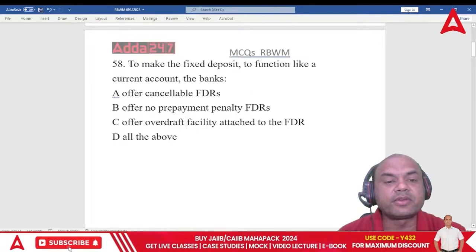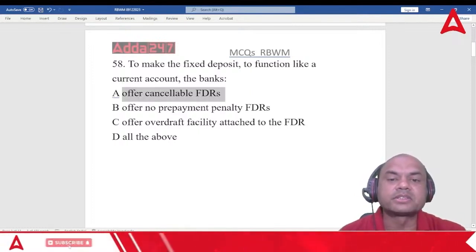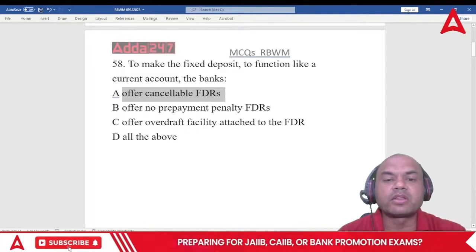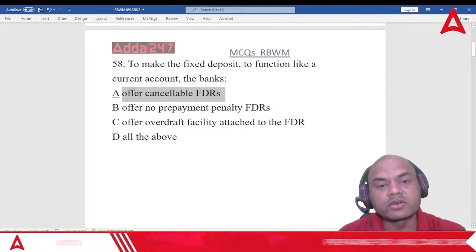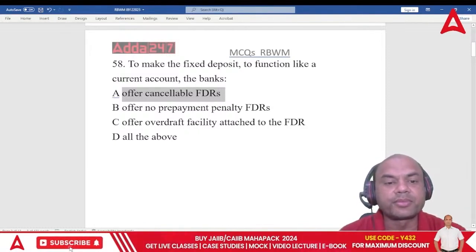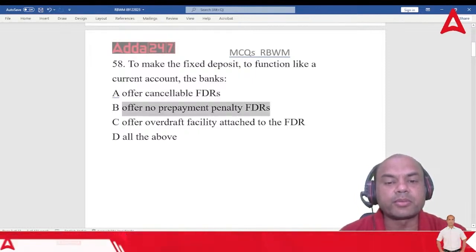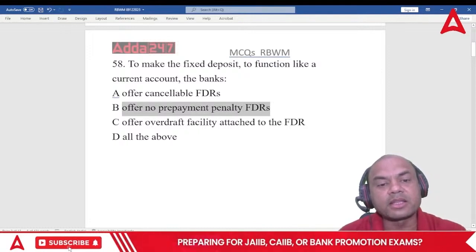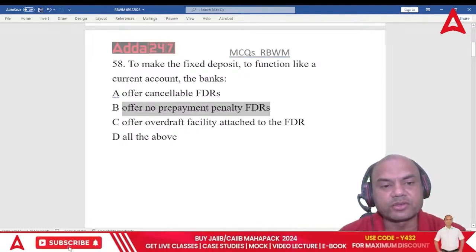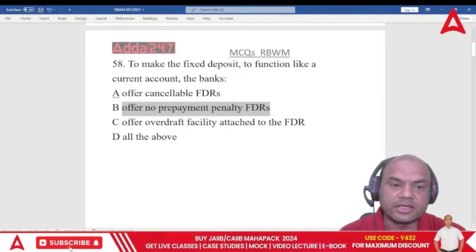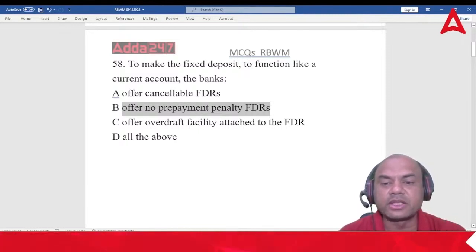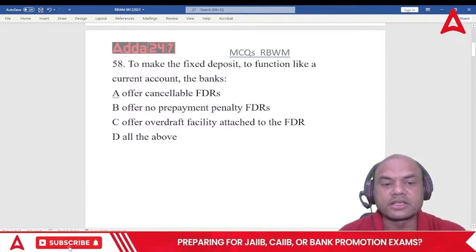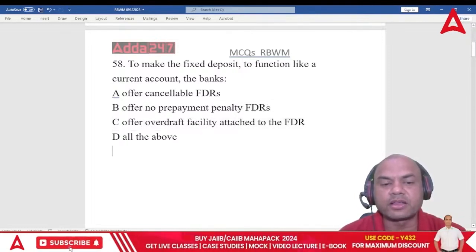Offer cancelable FDR, this is not the answer. Why? Because if I cancel this FDR, the FD won't remain at all. We want the FD also and the OD also to remain. To offer no prepayment penalty FDRs means, again, I am telling that customer to cancel that FD. So, A and B cannot be the answers. Okay? So, answer will be C only. Offer overdraft facility on the FDR. That is the answer. Okay?